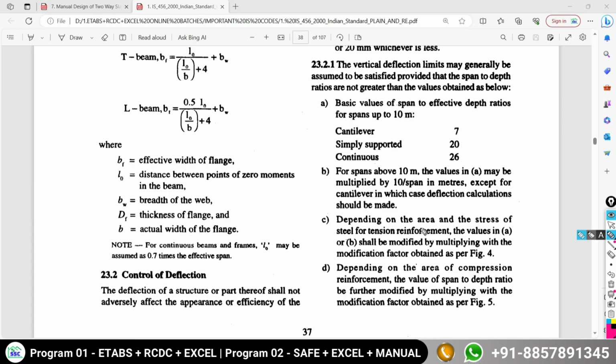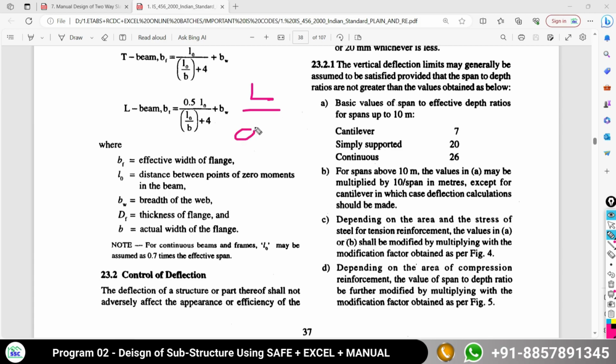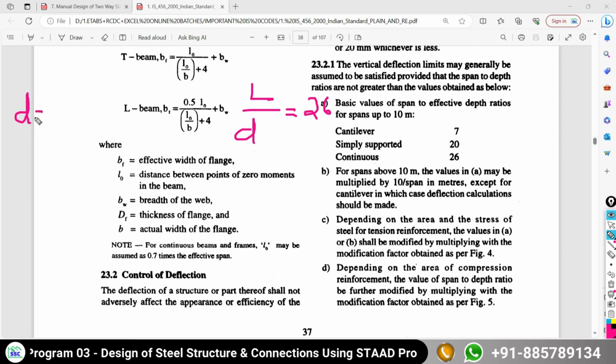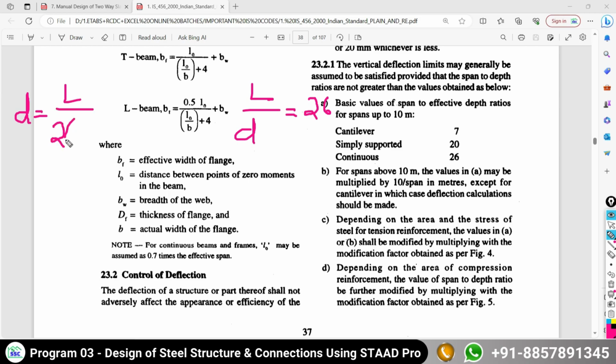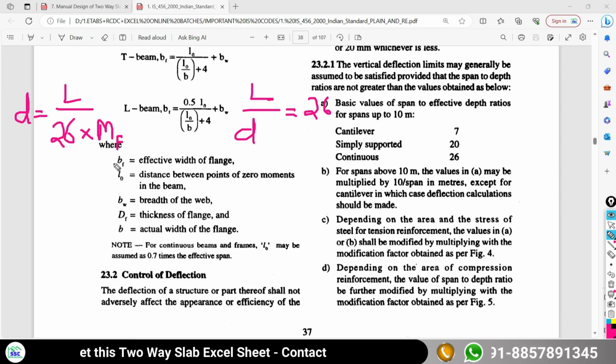But here one more thing is there, that is the modification factor. In general, what will it be? Your span to effective depth ratio will equal 26. But when you are going to find the value of effective depth, the formula becomes: effective depth will equal span divided by 26. Now here we have to multiply it with the modification factor. What does modification factor mean?